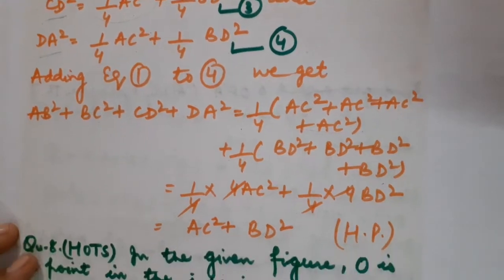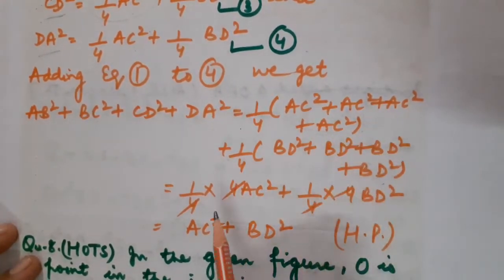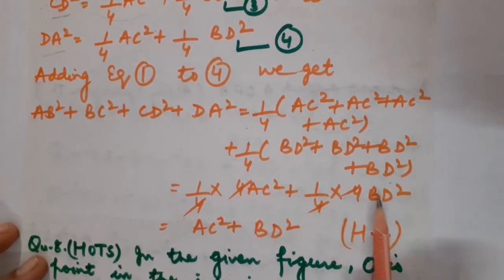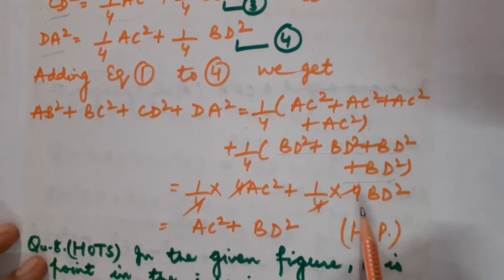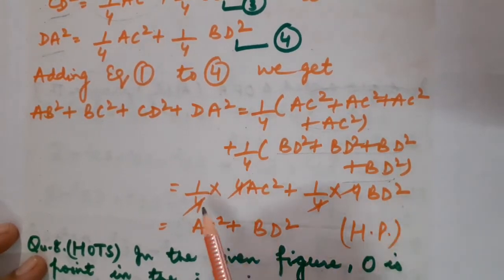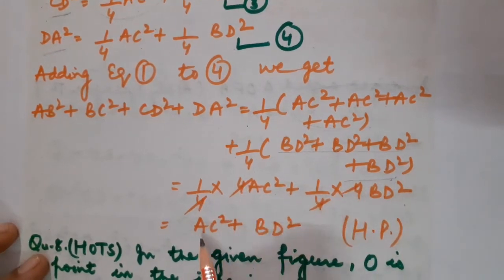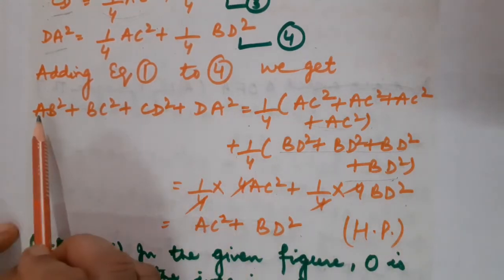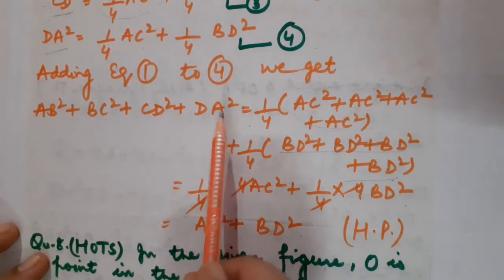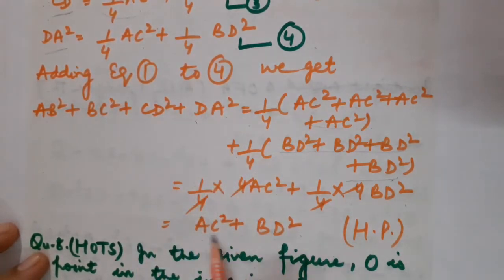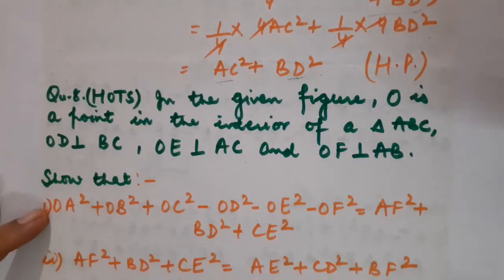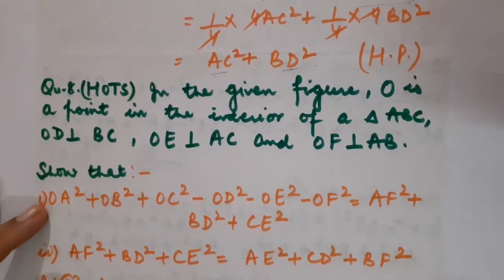Got it? So when I added AC square 4 times, I have got 1 by 4 into 4 AC square plus 1 by 4 into, after adding BD square 4 times, 4 BD square. Correct? 4 and 4 are going to be cancelled. So ultimately I have got AC square plus BD square. So it means I have proved that the sum of the squares of the sides of the rhombus is equal to the sum of the squares of its diagonals. AC and BD both are the diagonals of the rhombus. So hence proved.